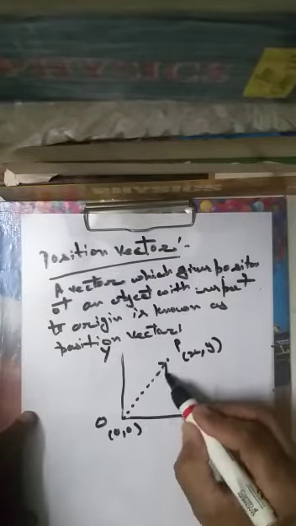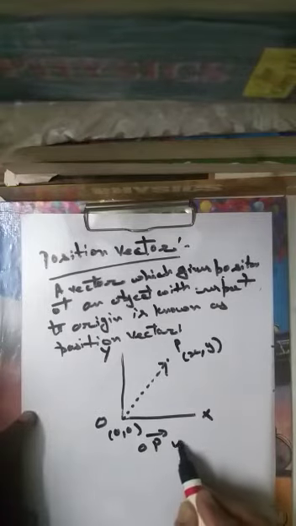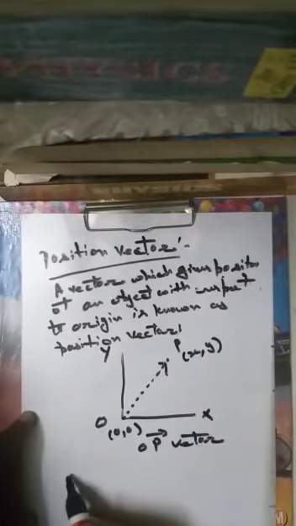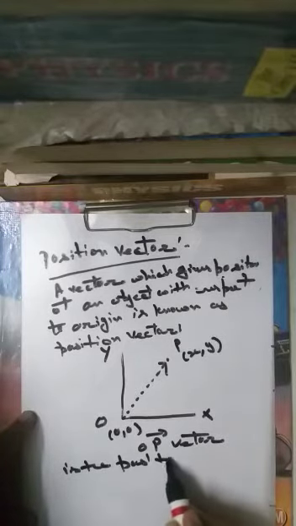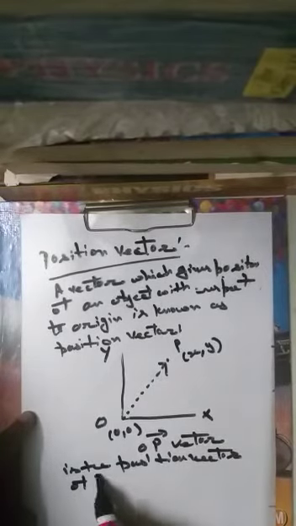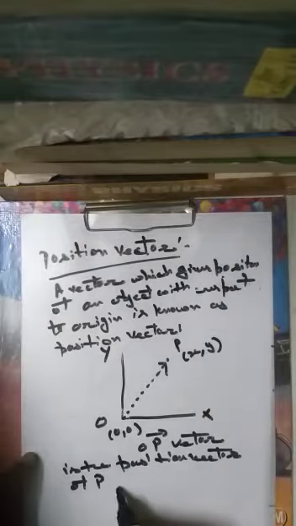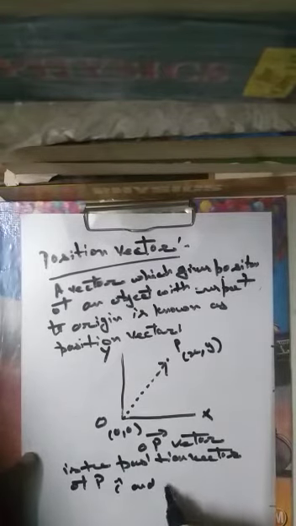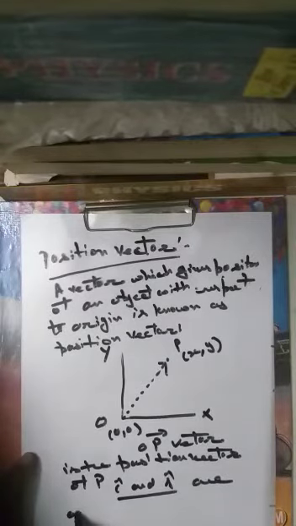Now the vector OP is the position vector of P. Here OP vector is the position vector of P. Here i and j are orthogonal vectors.